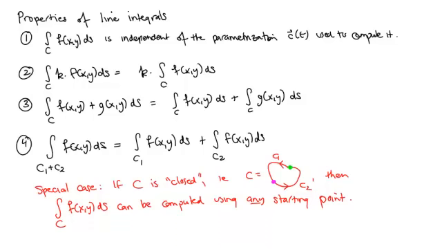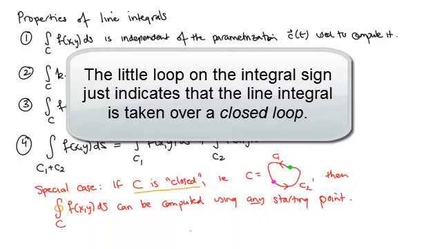However, a special notation: in the event that C is closed, we often draw an extra circle around the integral as a visual marker that lets us know that the loop involved is closed.